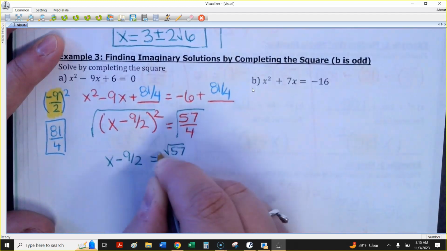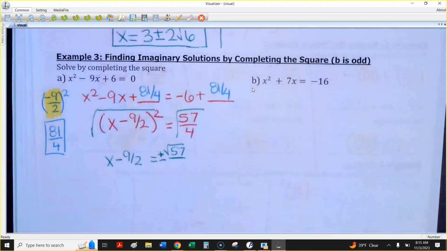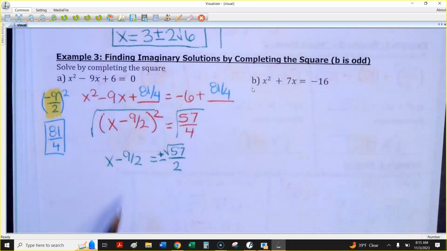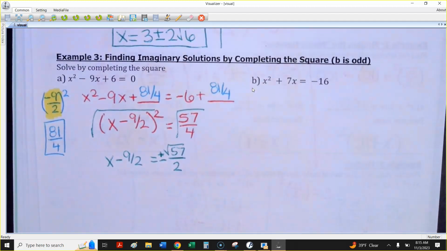Oops, I forgot my plus minus. What is the square root of 4? 2. Okay, that will always be 2. All right, now on this other side, I'm going to move this fraction, but the denominator of that fraction will always be 2 because it's the b value divided by 2. You square it to add it to both sides, but the factor is always the b value divided by 2.